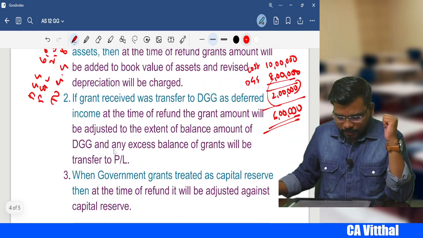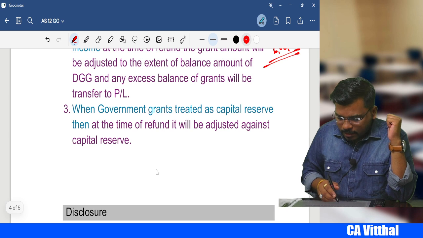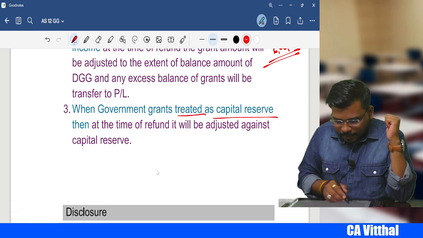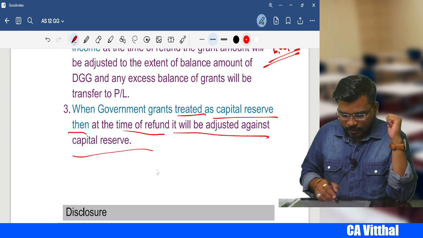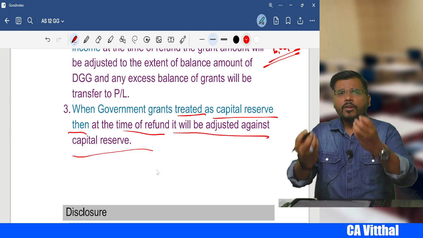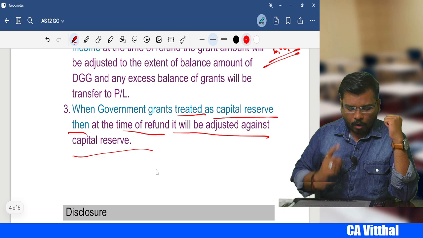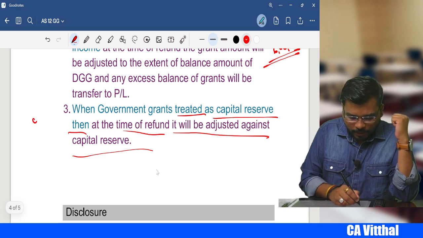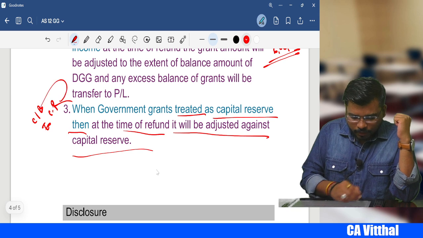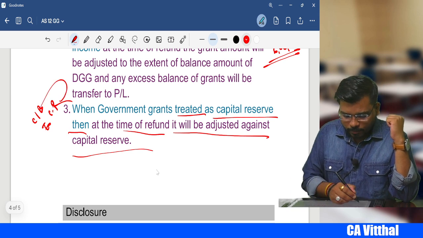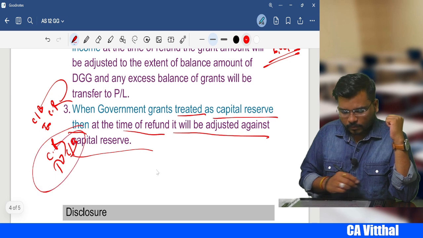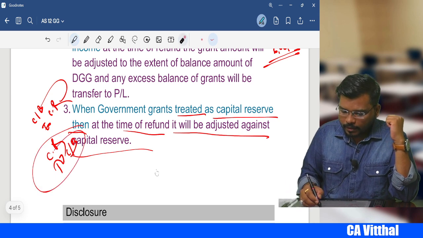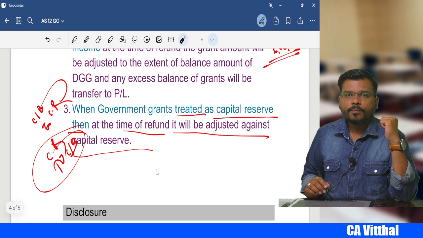Right? Next, when a government grant is treated as capital reserve, then at the time of refund it will be adjusted against the capital reserve. It means what, sir? When you received the government grant, what entry did you pass? You passed the entry cash or bank account debit to capital reserve. Now you reverse it at the time of refund. That means your entry will be capital reserve to cash or bank account. Right, my dear students? Yes, I hope it is clear to you.